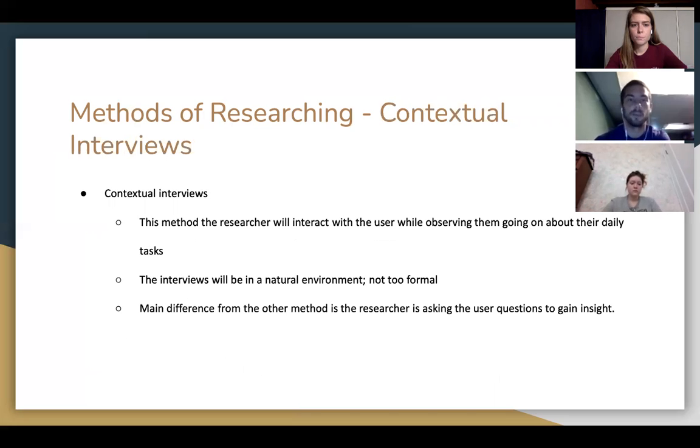Our second method was contextual interviews. This is the method where the researcher will interact with the user a little bit more. The interviews will be in a natural environment, so it's not going to be too formal. The main difference from this method over the other is the researcher is asking the user questions to gain insight.